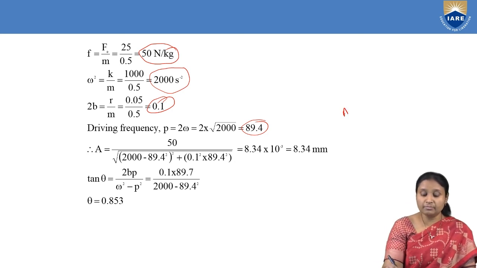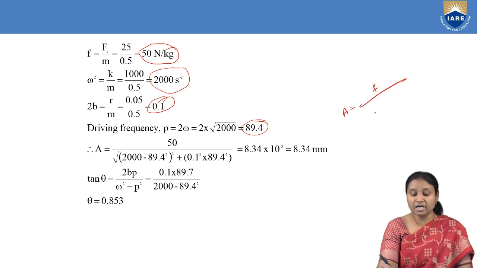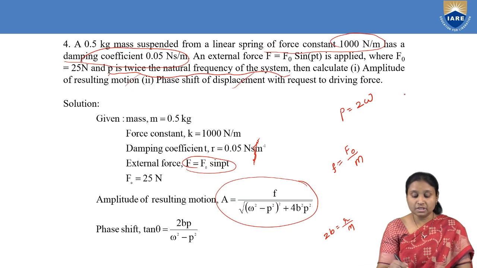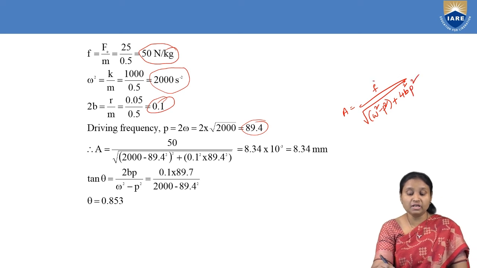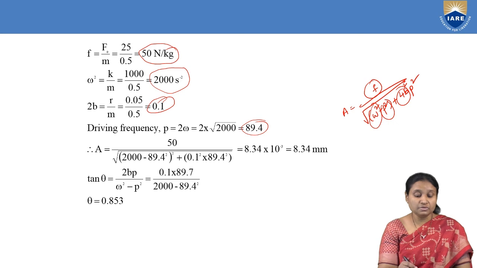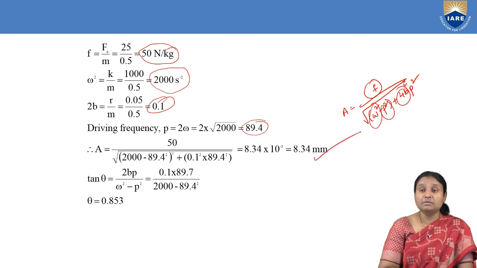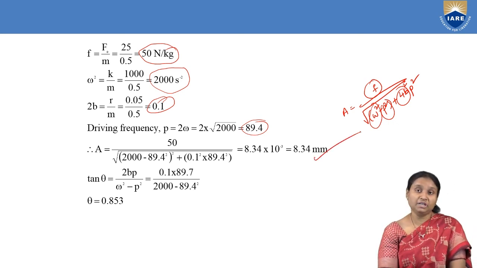What was the formula for amplitude? Amplitude is given by f divided by the square root of (omega square minus p square) whole square plus 4 b square p square. Sorry, it is 4b square p square. We know the values of f, omega square, p, and also the 2b value. So once we substitute, our amplitude comes out to be 8.34 millimeters.